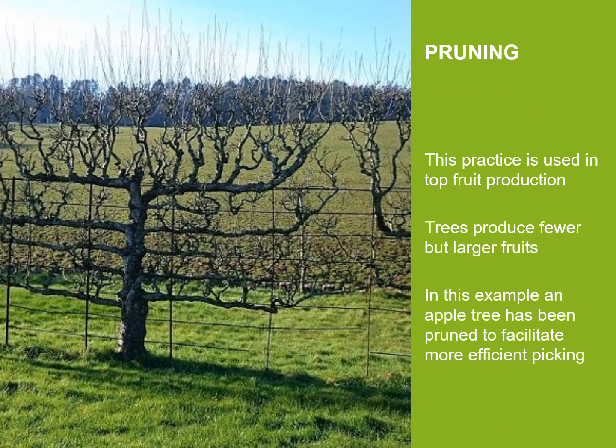So just going back to this image again, this practice is used in top fruit production. This is an apple tree which has been trained along a fence. The practice of pruning encourages the tree to produce fewer but larger fruits. So this is more suitable for commercial productions. And in this example, you can see that the tree has actually been grown up against a fence. And this sort of two-dimensional growth of the plant along the fence also enables more efficient picking.